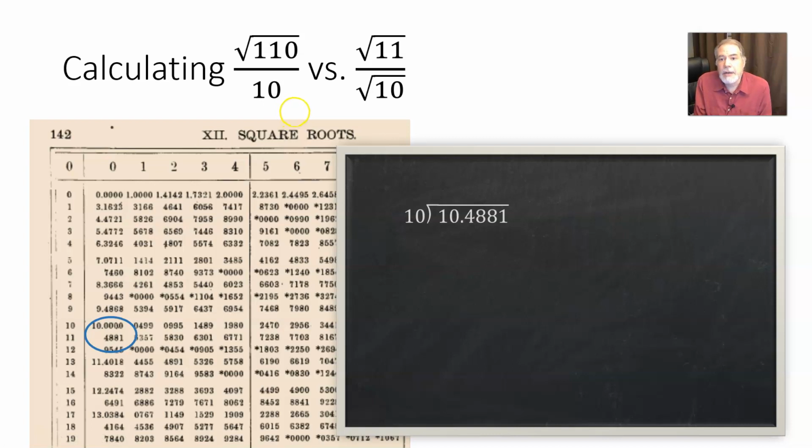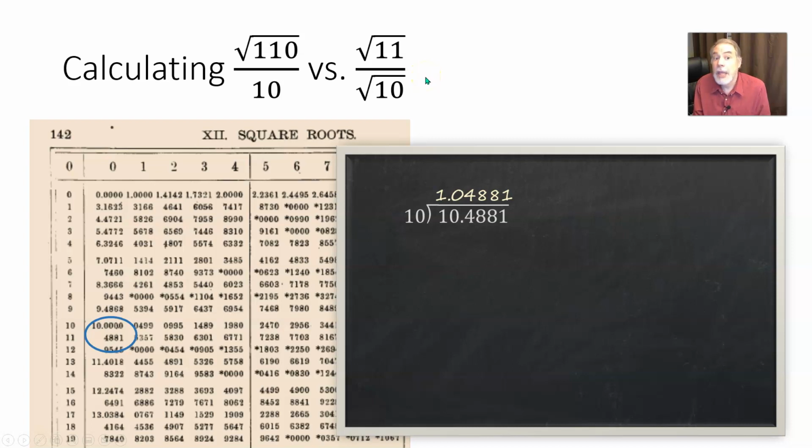And it's real easy to divide a number by 10. You just shift the decimal point over one place to the right, or to the left, sorry. So that would be 1.04881. So the approximate decimal value of this number is 1.04881.